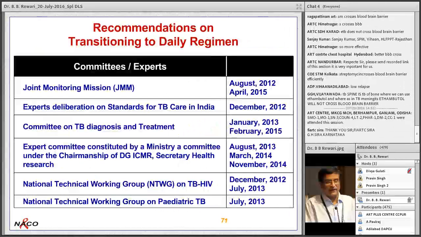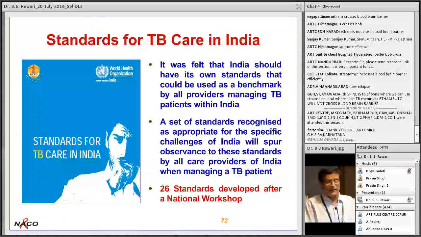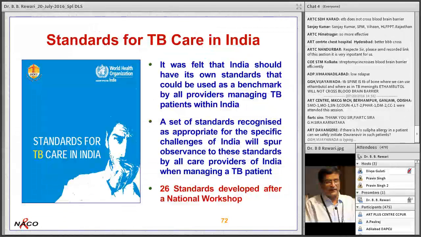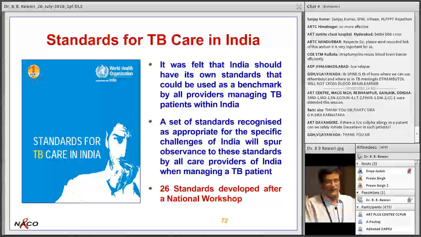So we have enough evidence. Based on the evidence, we have taken different approvals: Joint Monitoring Mission, Standards of TB Care, expert committees, many technical working groups. Finally, we have reached where the Standards for TB Care in India were devised. There were 26 standards. I would request you to go to this booklet. It is not a thick booklet.